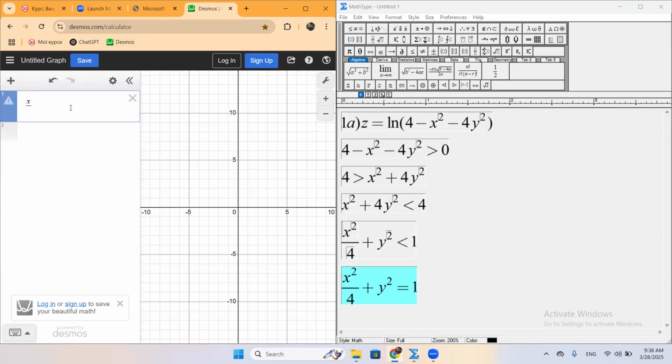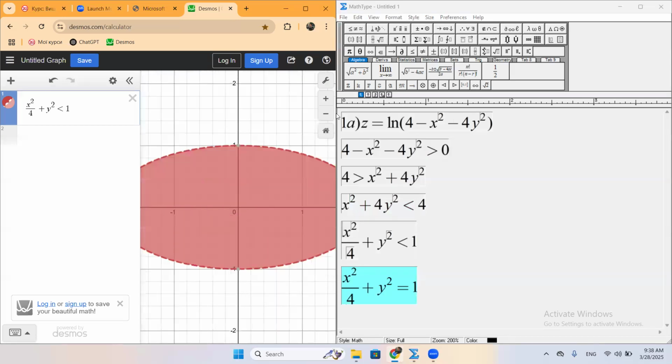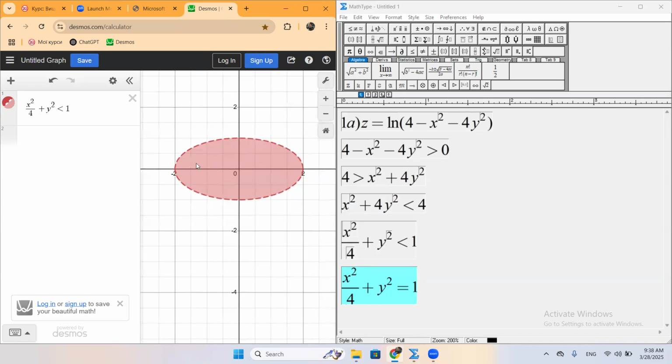So what do we have? x square by 4 plus y square is less than 1. So we have such an elliptic region that is bounded by the ellipse, but we can see that the ellipse is excluded because the logarithm cannot be 0. So any questions about this exercise? No questions. Okay, moving to part B.